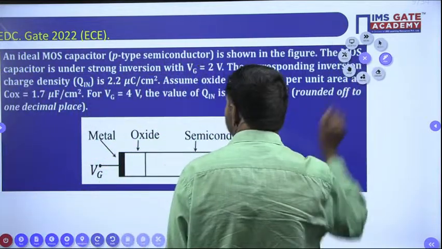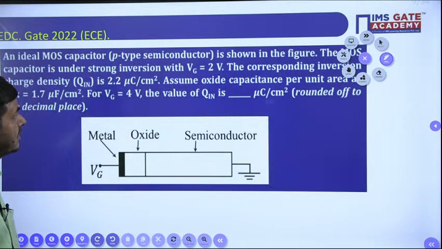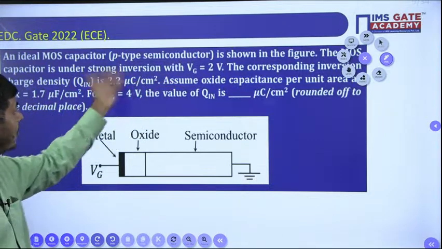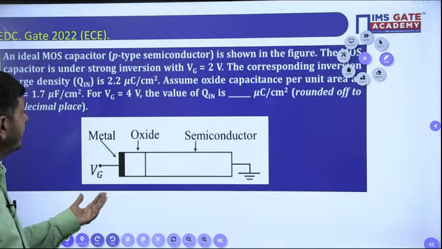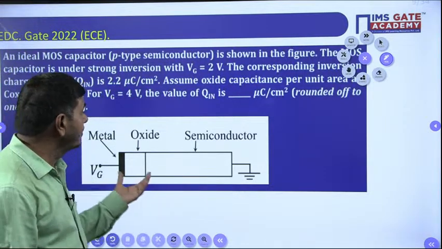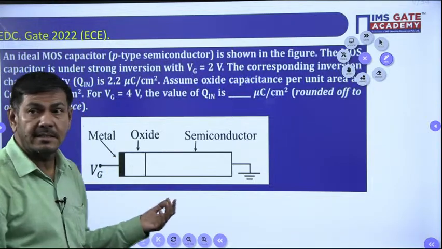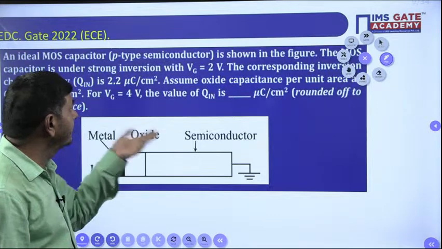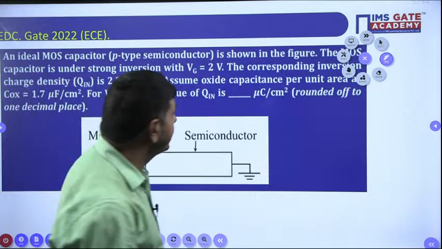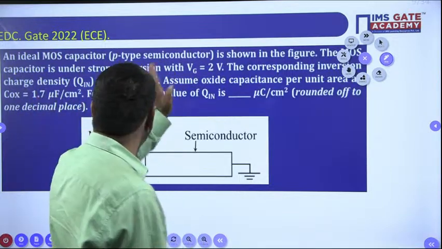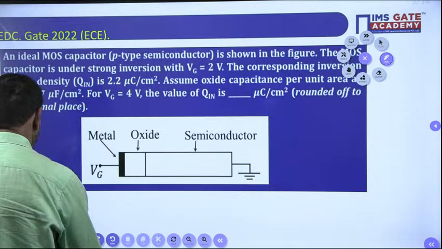The MOS capacitor is under strong inversion with gate potential equal to 2 volts. It is in strong inversion now. The conduction will be done in three ways: accumulation, depletion and inversion, you know very well. Anyhow, Vg is given as 2 volts. The corresponding inversion charge density Qin is something. I will write here now. You will follow.